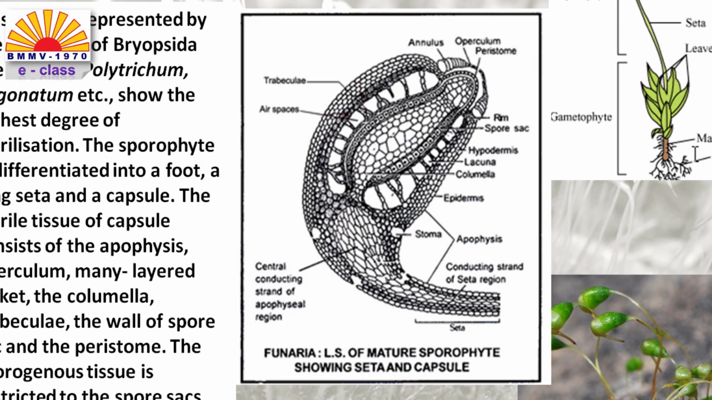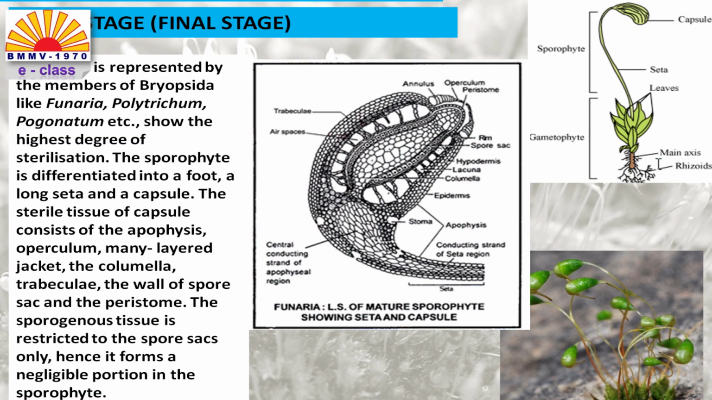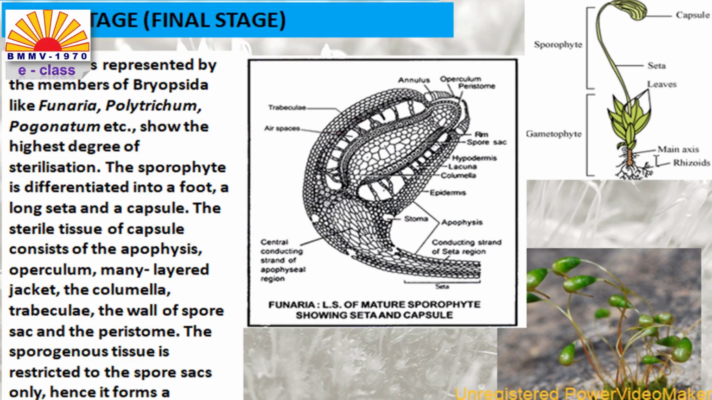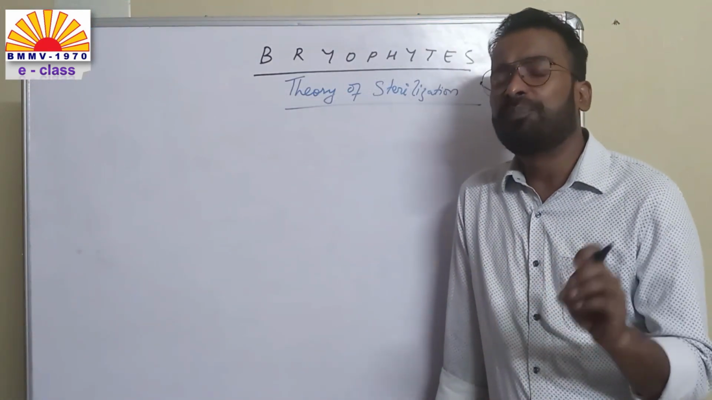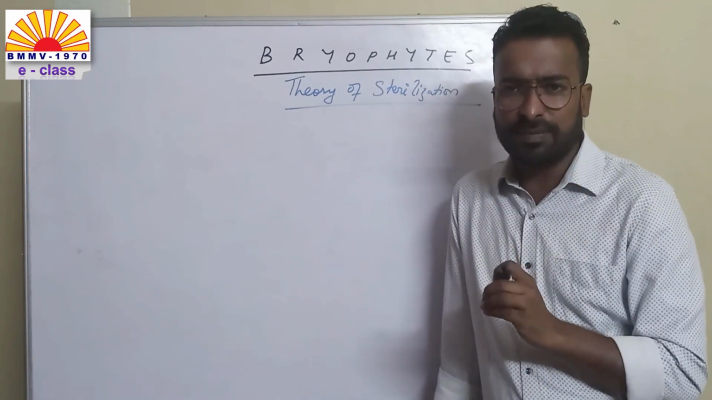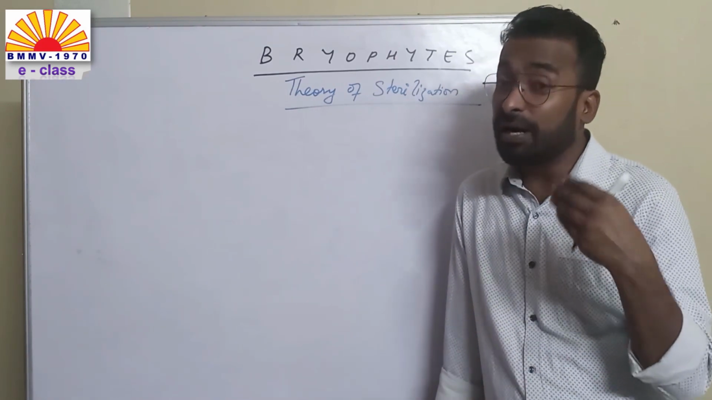That means the sporophyte is very well differentiated, and all these cells are sterile cells, and in the center you will find the spore sac, and the spore sac will contain spore mother cells which will give rise to haploid spores. So in this way, as you see, from a simple type to a complex type of sporophyte, how the development has taken place. Now I think you understood a brief idea about the theory of sterilization. When you study the genera in detail, then you will understand it more.